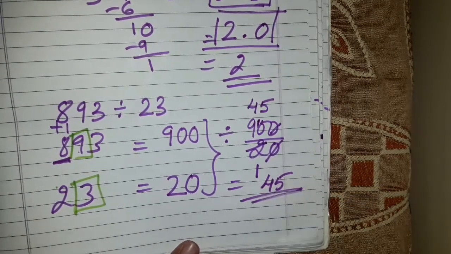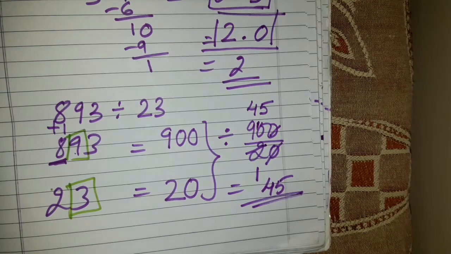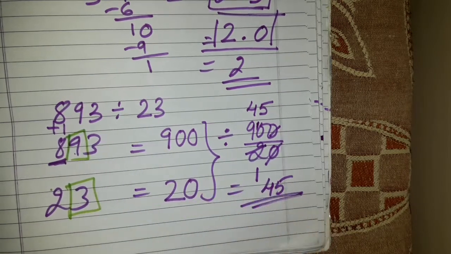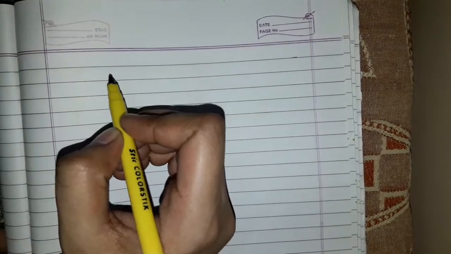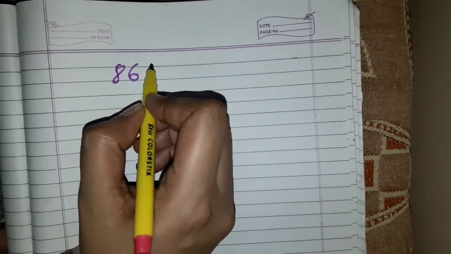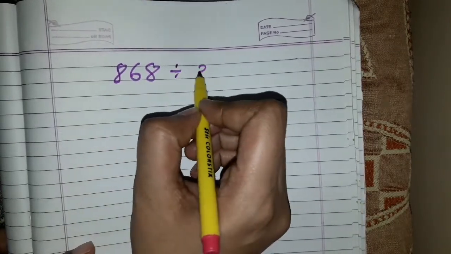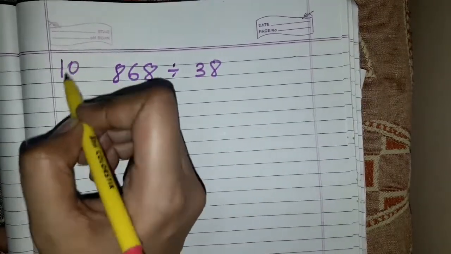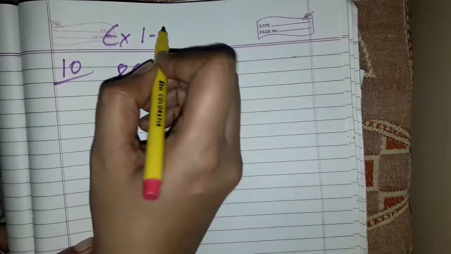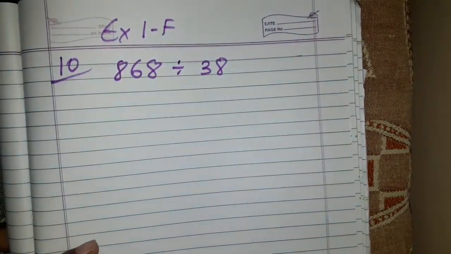45. Now here I haven't got the answer in a decimal number, but in case you get the answer in a decimal number, let me discuss a few cases with you all. Let me take one more example and then I'll discuss a few cases of rounding of decimal numbers. Let me take the last case. For example, suppose a number is 868 divided by 38. This is question number 10 of exercise 1F. Suppose this is my question.